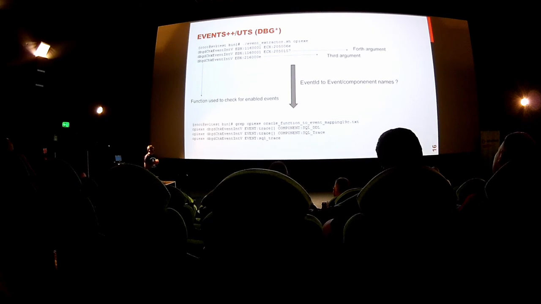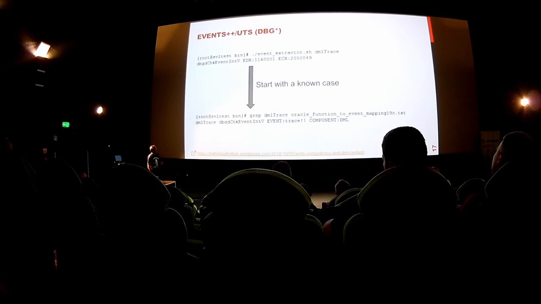That's pretty complex to do, but I needed to start with a known case, which I found by trial and error. I found that, for example, the trace, which is the event plus plus trace, corresponds to this event ID, and the DMN compound four corresponds to the other event ID, and I have detailed this in my blog. The second step is to find how Oracle is doing that under the hood, which kernel function is used for translating this event name to the actual event ID.